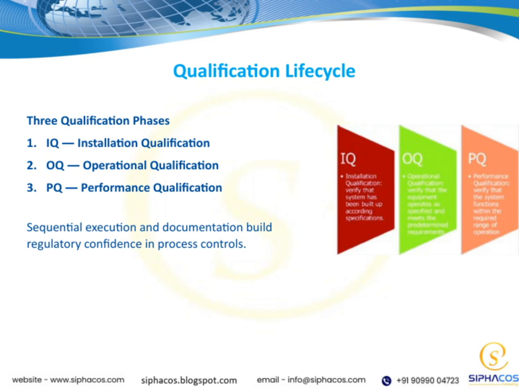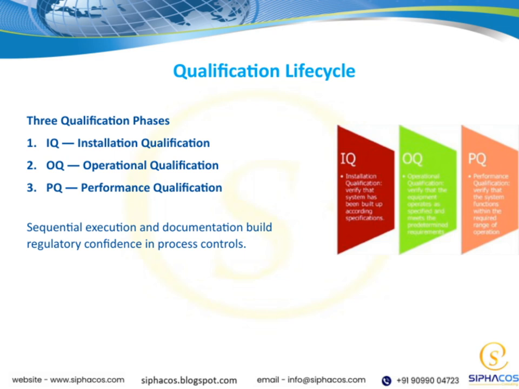Next comes the OQ, or operational qualification. During this stage, we test the equipment under normal operating conditions to confirm it performs consistently and reliably. It's about validating that the process controls are working effectively and that the system operates as expected. Finally, there's the PQ, or performance qualification. This phase assesses whether the system can consistently produce a product that meets quality standards over time. It's the ultimate test of whether the process is truly validated in real-world conditions.